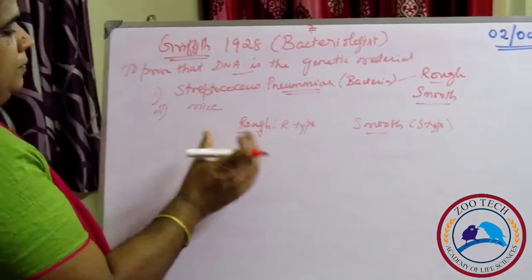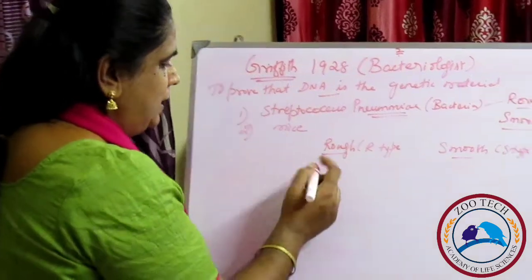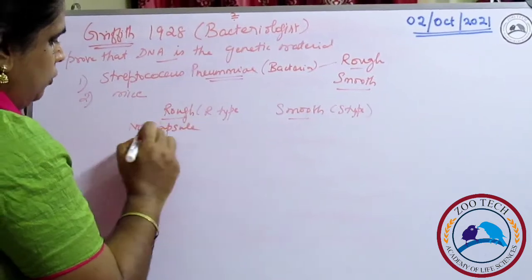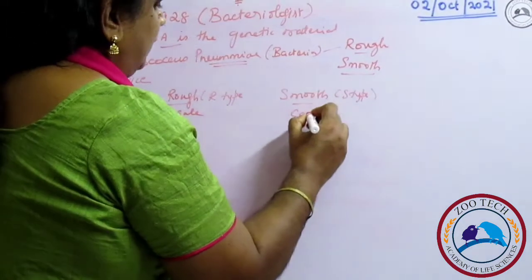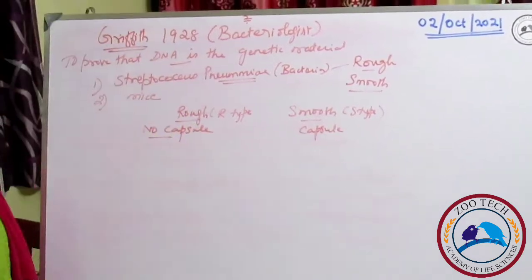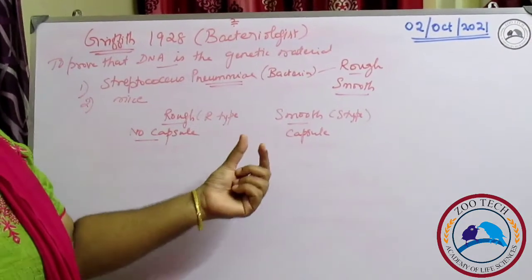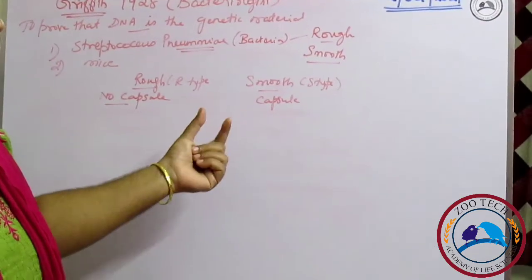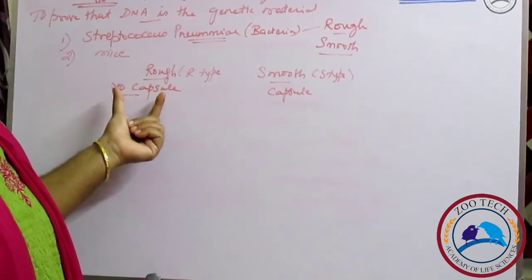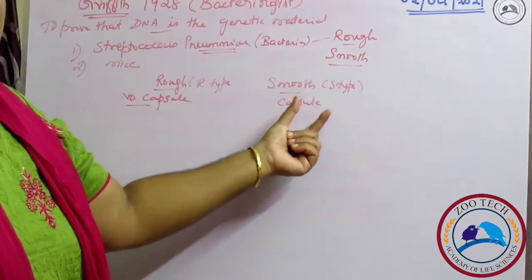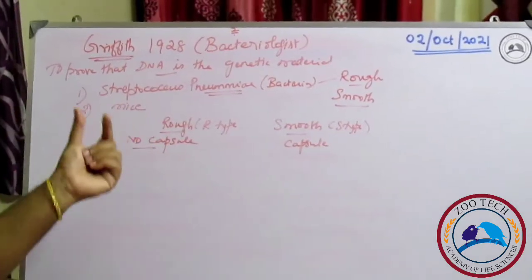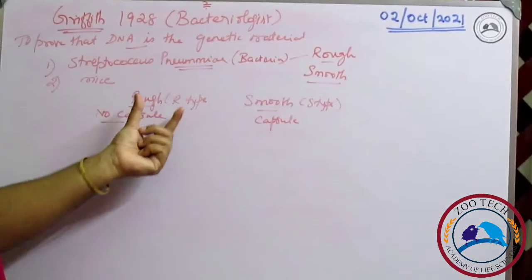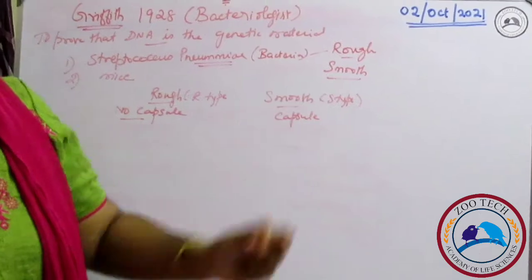The rough type bacteria, the R type, will have no capsules, and the smooth will have the capsules. So that is the difference between the rough and the smooth. The rough will not have the polysaccharide coat and the smooth type will have the polysaccharide coat. I hope you understood. So rough type is R and the smooth is the S type.